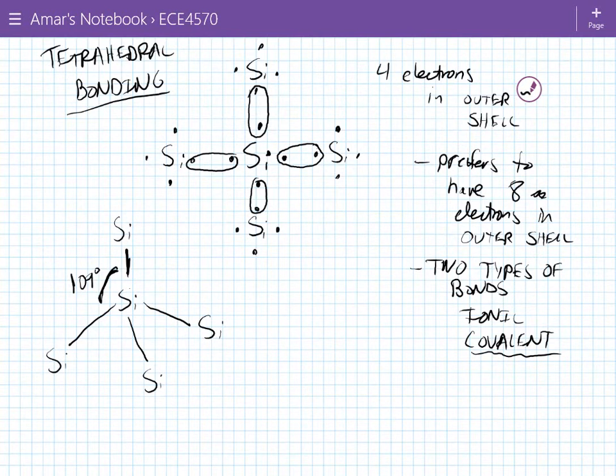There's four legs of this tripod, the top one and then the three bottom ones. They all have an equal angle between them. Does anyone remember why that happens? Why do they all have an equal angle?